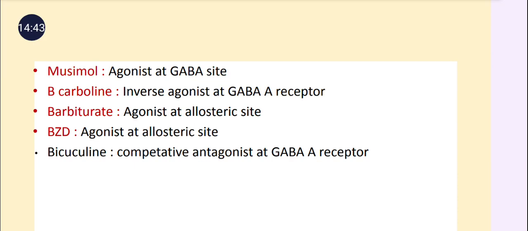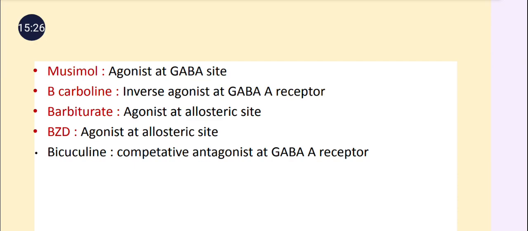Barbiturate and benzodiazepine, they are agonists at an allosteric site, means they are binding with the GABA A receptor actually, but their binding site is different than the GABA neurotransmitter. Means barbiturate binds at the alpha beta interface and benzodiazepine binds at the alpha gamma interface. And bicuculline, it is a competitive antagonist of the GABA A receptor. Antagonist means the substance which is with zero intrinsic activity, and which blocks the pharmacological action that arises from the agonist drug.